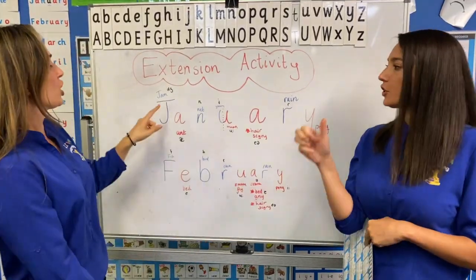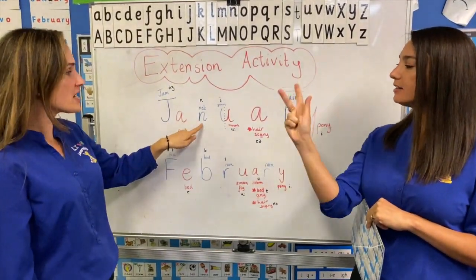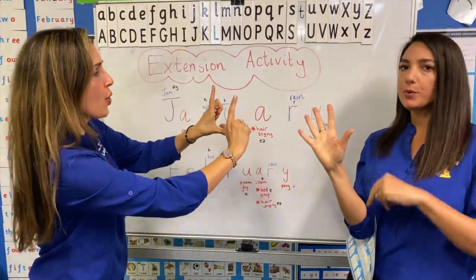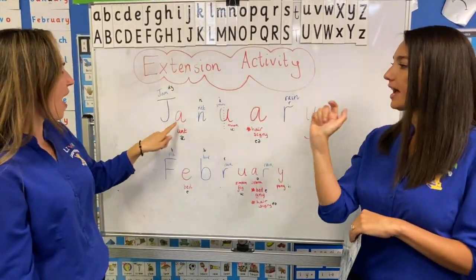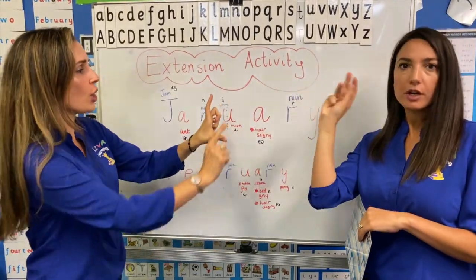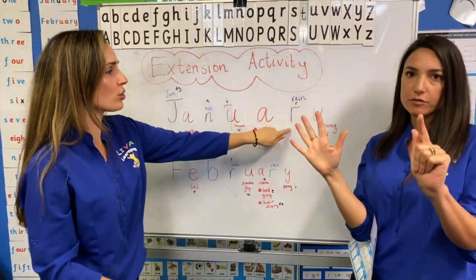Let's do it again. J, A, N, Y, U, E, R, E. One more time. J, A, N, Y, U, E, R, E.